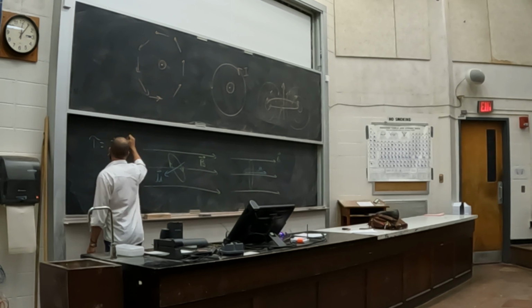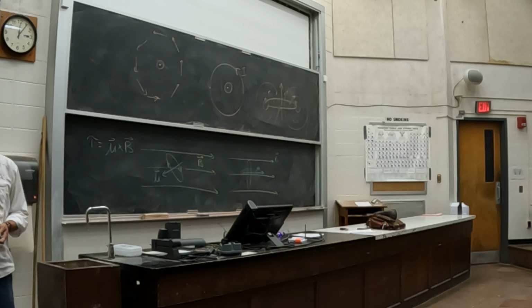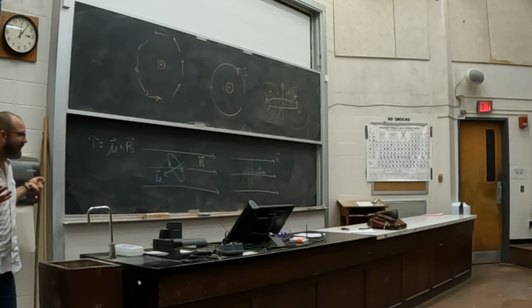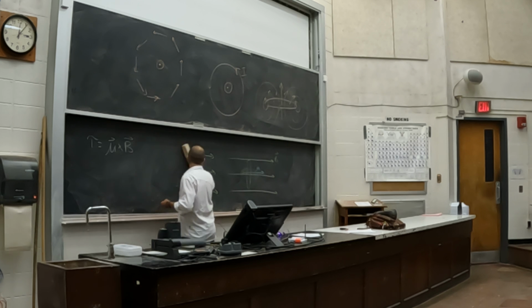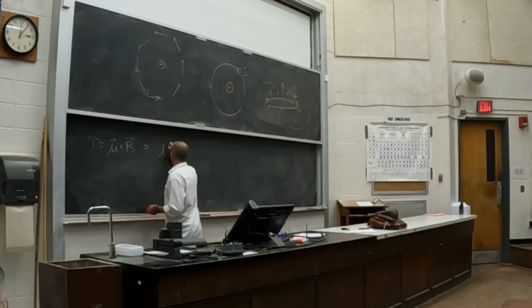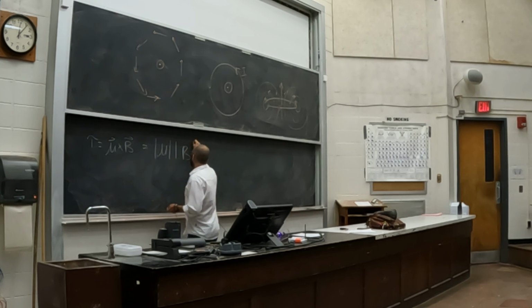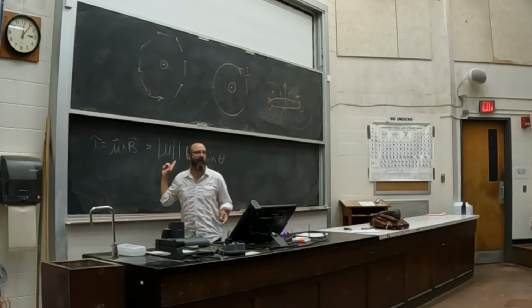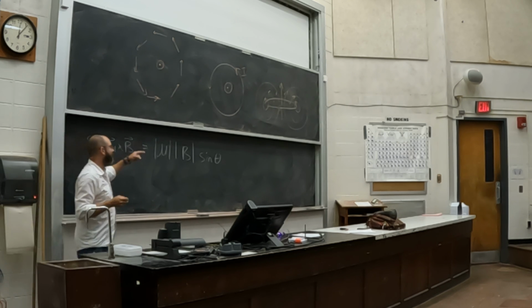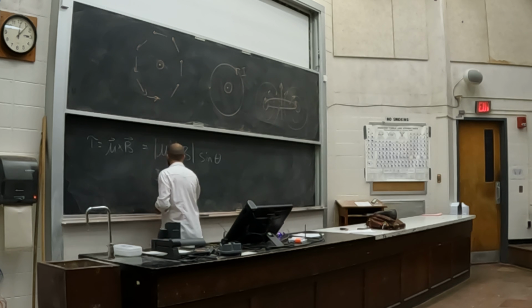mu cross B. So torque in 1600 was R cross F. Now it's mu cross B. Not particularly easy to handle because mu is constantly changing in direction, or probably. But let's unpack this and see what we get. By definition of the cross product, we've got magnitude of mu, magnitude of B, sine theta. I'm going to leave off the vector nature. We're just worried about the scalar. Okay? Magnitude of the magnetic moment we've already seen is calculable as IA, B from here, sine theta.